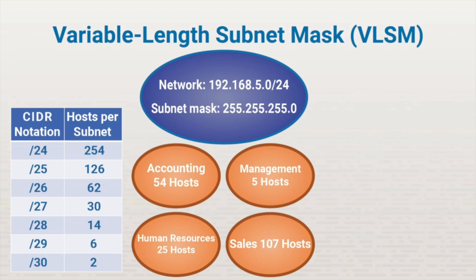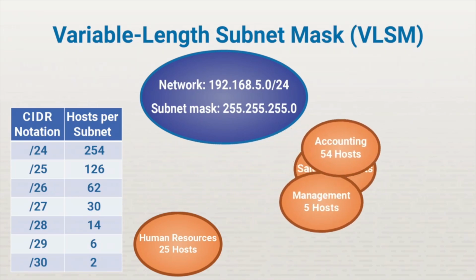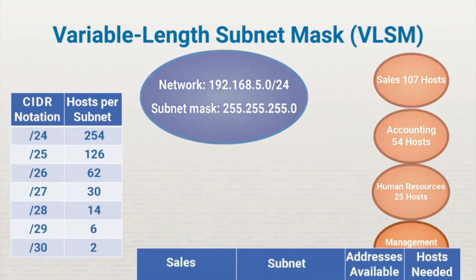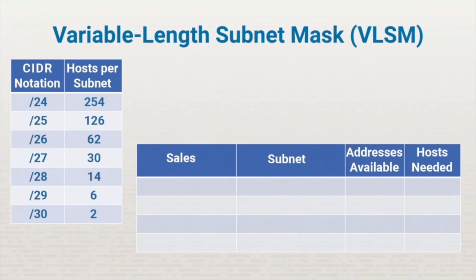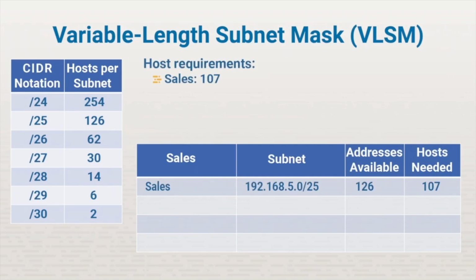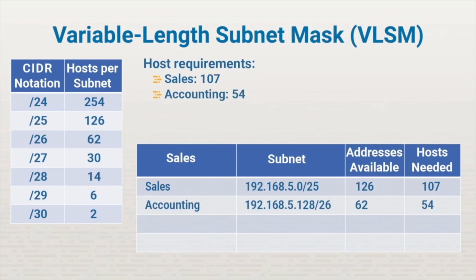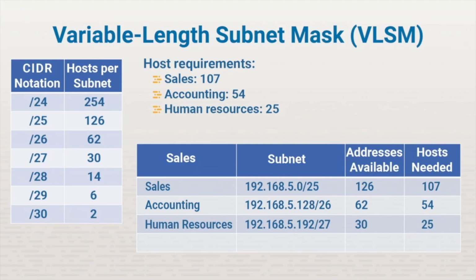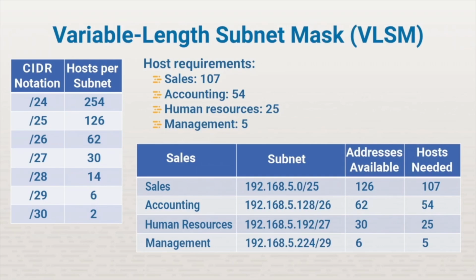Next, it's easiest if you list the subnets in the order of hosts needed from highest to lowest. Now, all we need to do is to assign the subnet that'll provide the minimum number of addresses while wasting the least number of them. Since the sales network requires 107 hosts, the best choice is to assign it the /25 subnet, which has 126 host addresses available. Accounting only needs 54 hosts, so assigning it the /26 subnet works great. Human resources needs 25, so you can use /27. And finally, management only needs 5 host addresses, so the /29 network with its 6 available IP addresses is almost a perfect match.